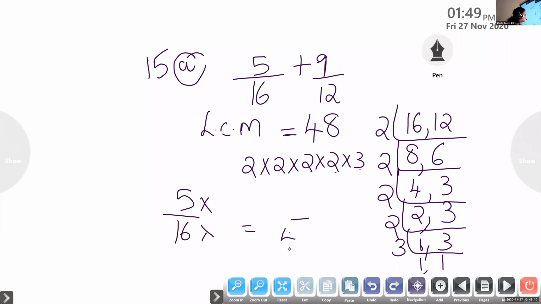the denominator as 48. 16 into, we can see already here, 2 into 2, 4. 4 into 2, 8. 8 into 2, 16. 16 times 3. Yes, you can find out.